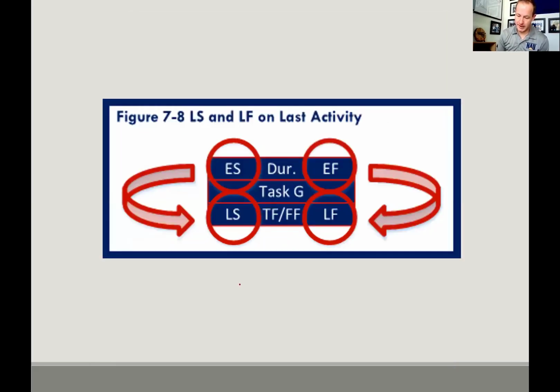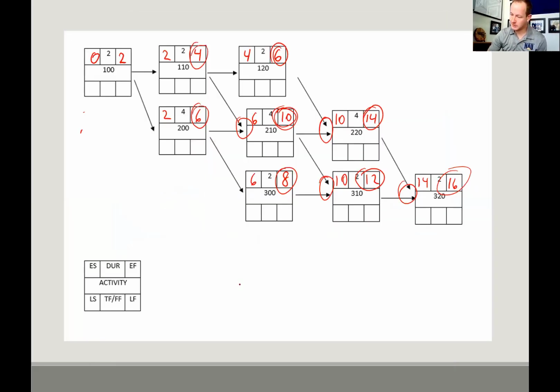Okay, so let's go back to here. I'm going to erase some things so that we don't get too confused. All right, so we've got all of our numbers. So remember, the first thing we do is we move our numbers down. Take these and move them down. Okay, now we're going to take this 14 and we're going to move it backwards.